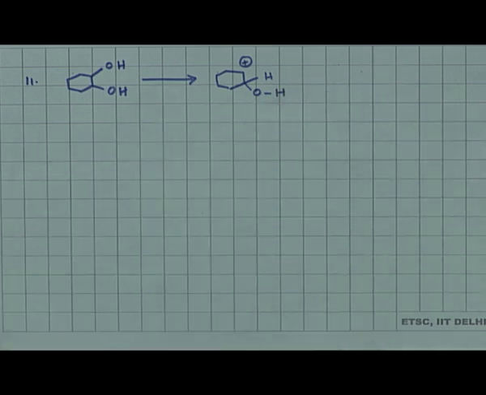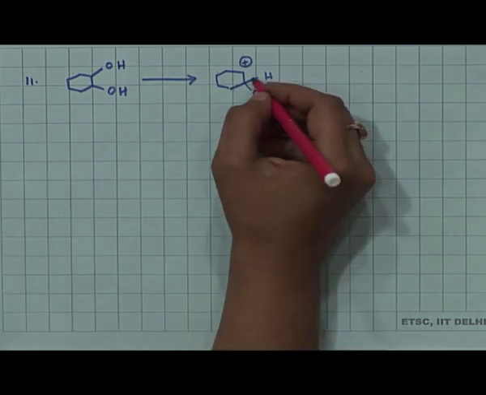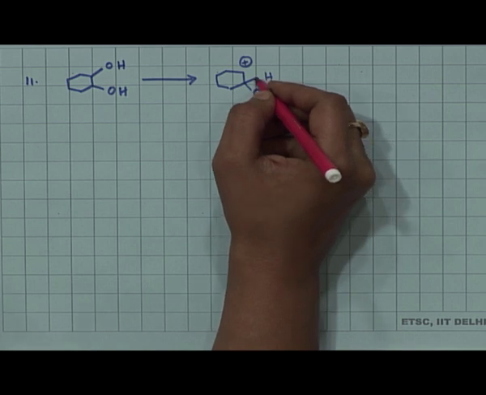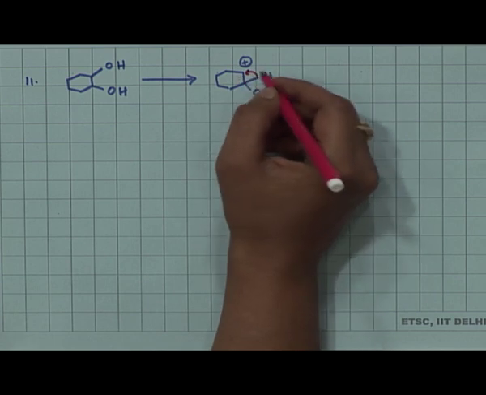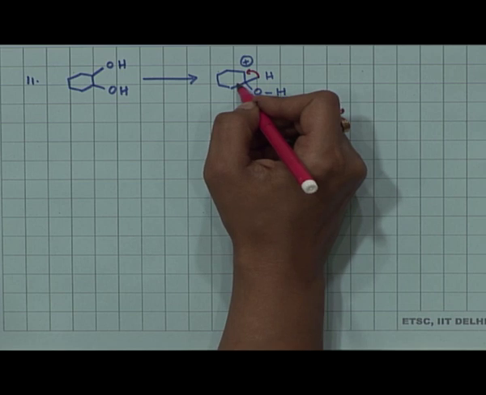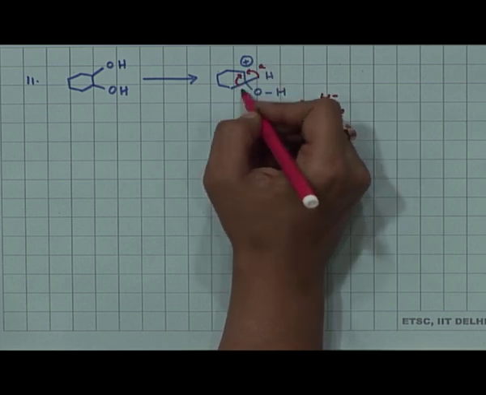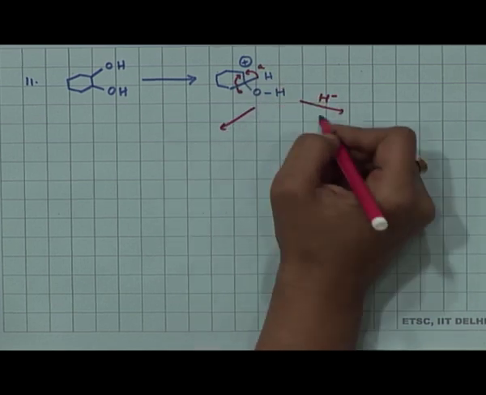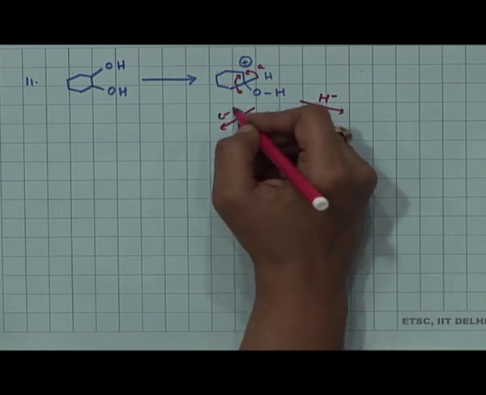Now, again there are two possibilities. One could be that there is this hydride migration. This one migrates, right. So, if it is through a hydride migration, or there is a carbon-carbon bond migration. So, this can be route 1, this could be route 2.